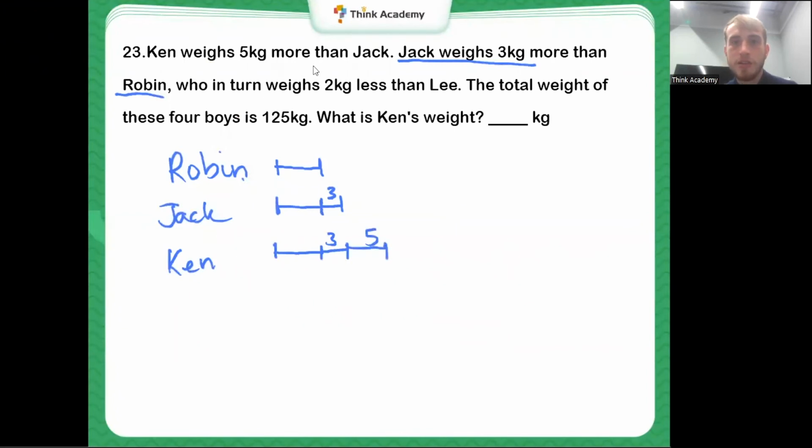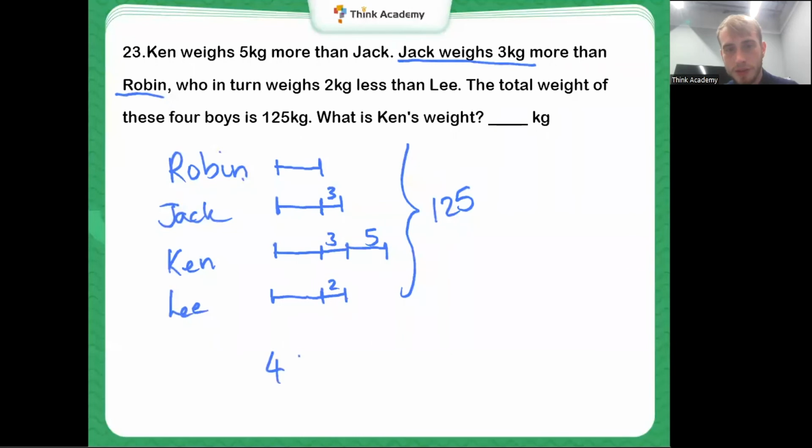And finally, Jack weighs 3 kilograms more than Robin, who in turn weighs 2 kilograms less than Lee. So if Robin weighs 2 kilograms less than Lee, then Lee weighs 2 kilograms more than Robin. So we've got 2 extra there. Now we know that all of these add up to 125 kilograms, which makes a total of 4 segments. So 4 of Robin's weights plus 3 plus 3 plus 5 plus 2, which is 13, and that's equal to 125.